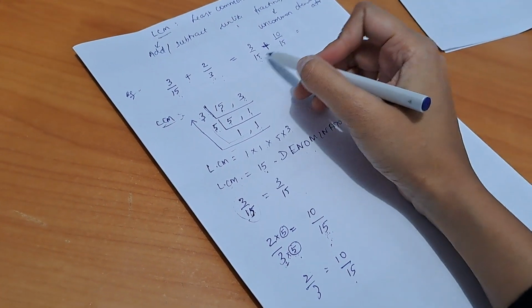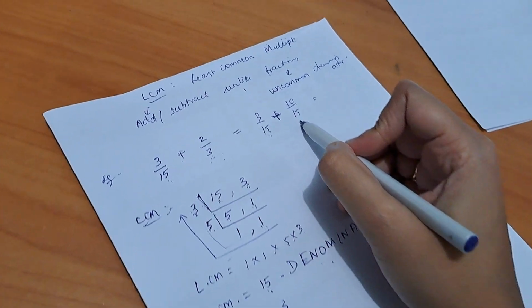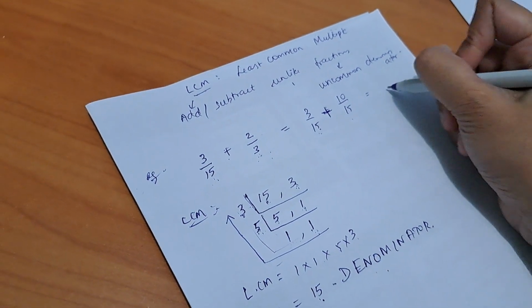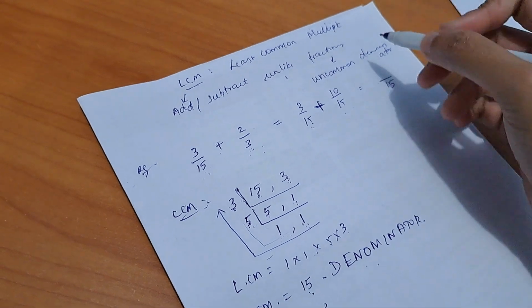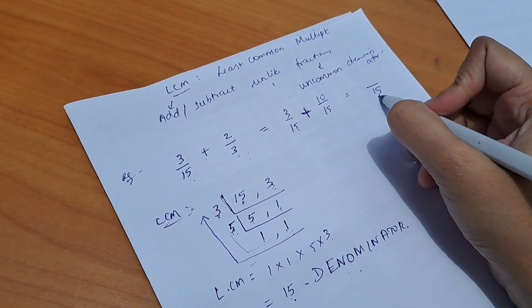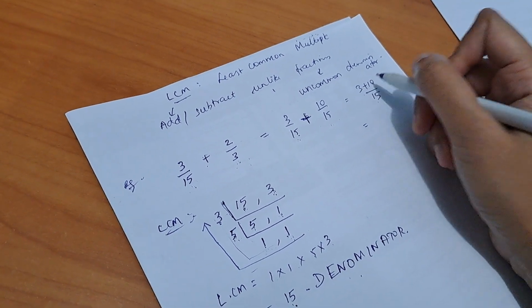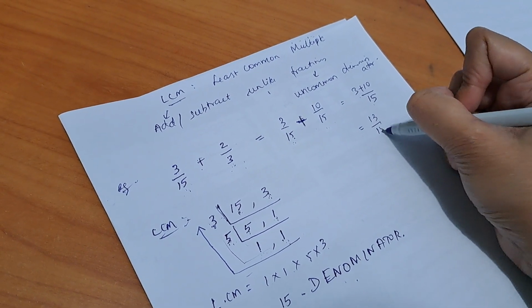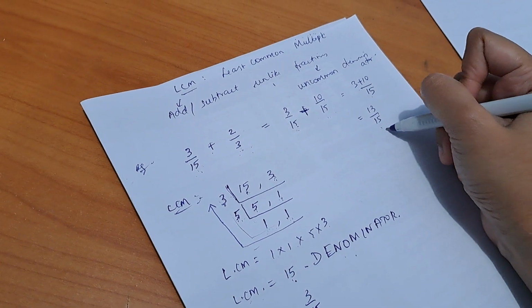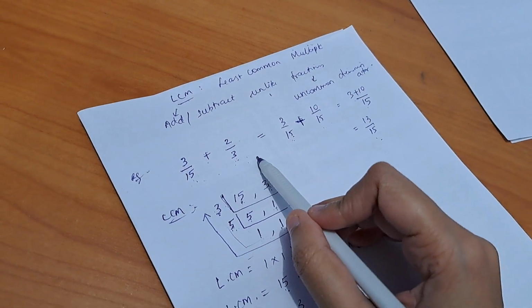So now my fractions have a common denominator, 15. So I can add them straight away. Write the common denominator and add the numerators. 3 plus 10 is 13 by 15. So this is my answer for this question.